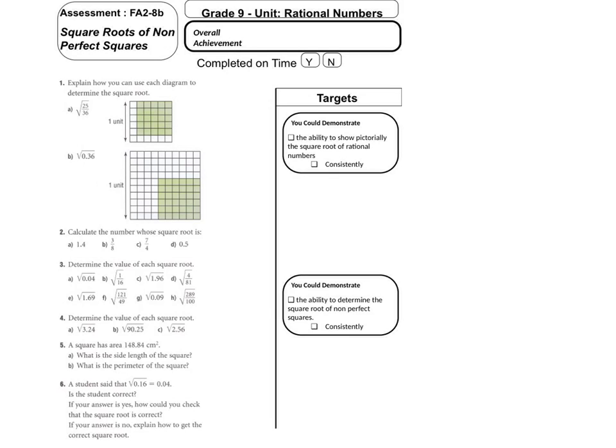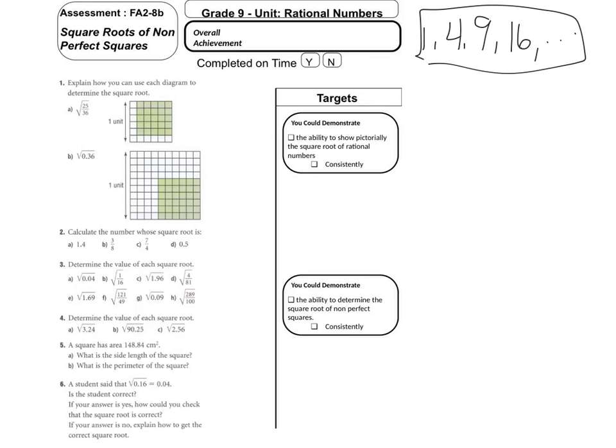So we're going to continue looking at square roots of non-perfect squares. Remember, the perfect squares will be your numbers such as 1, 4, which is 2 times 2, 9, which is 3 times 3, 16, which is 4 times 4, and so on. So these are our perfect squares. We're looking at non-perfect squares.